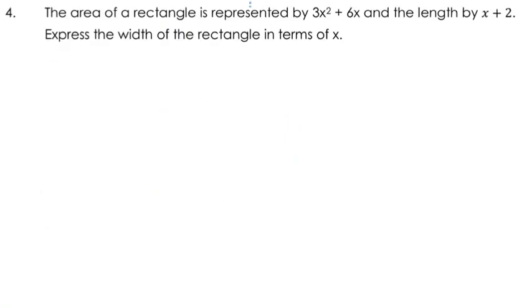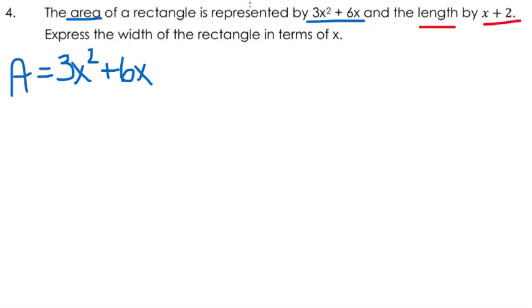Question number 4 says the area of a rectangle is represented by 3x squared plus 6x, and the length by x plus 2. Express the width of the rectangle in terms of x. I'm going to start by just writing down what I'm given. So the area is represented by 3x squared plus 6x. So A equals 3x squared plus 6x. And it tells me that my length is x plus 2. So L equals x plus 2. What we're looking for in this problem is my width, which we don't know, but we want to express it in terms of x. So I'm just going to write W equals and leave that blank. That's my question mark. That's what we're trying to solve for.